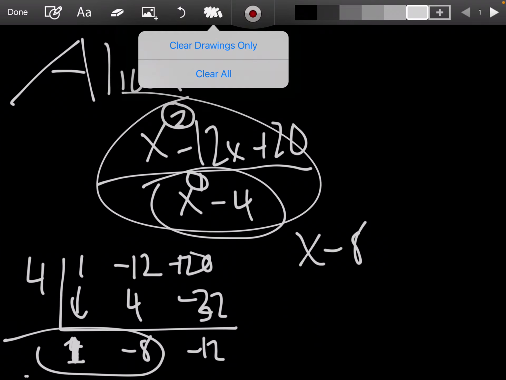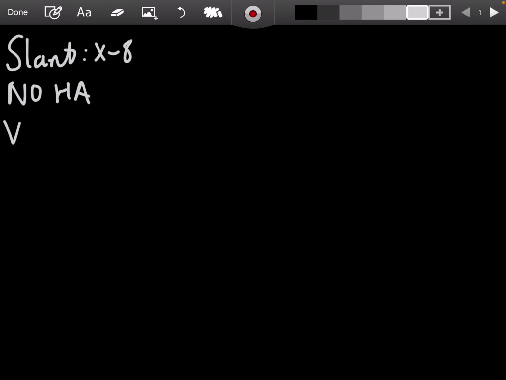All right, so let's write that down. Slant is x minus 8. And since there's a slant asymptote, there is no horizontal asymptote. But there can be a vertical asymptote, and that is what we're going to try to find.